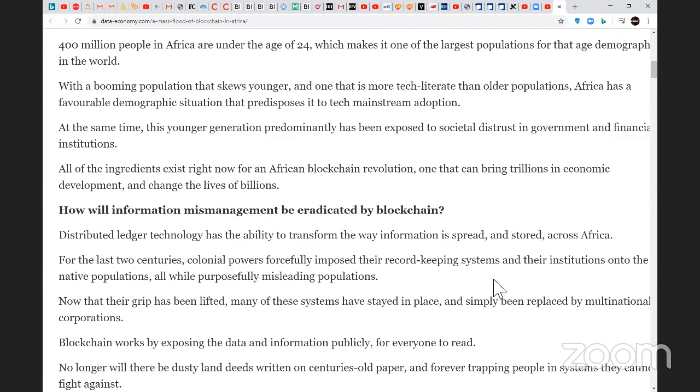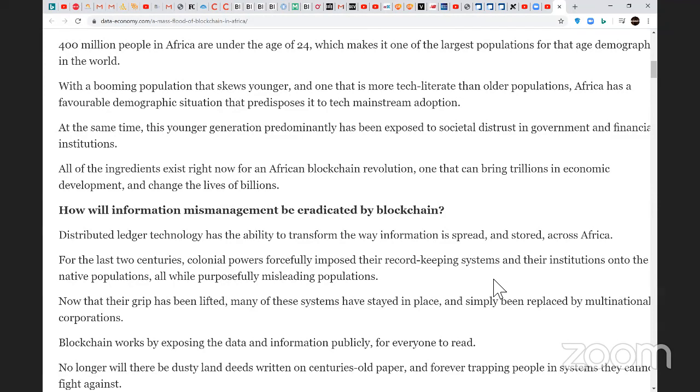How will information mismanagement be eradicated by blockchain? Distributed ledger technology has the ability to transform the way information is spread and stored across Africa. For the last 2 centuries, colonial powers forcefully imposed their record-keeping systems and their institutions onto the native populations, all while purposefully misleading populations.